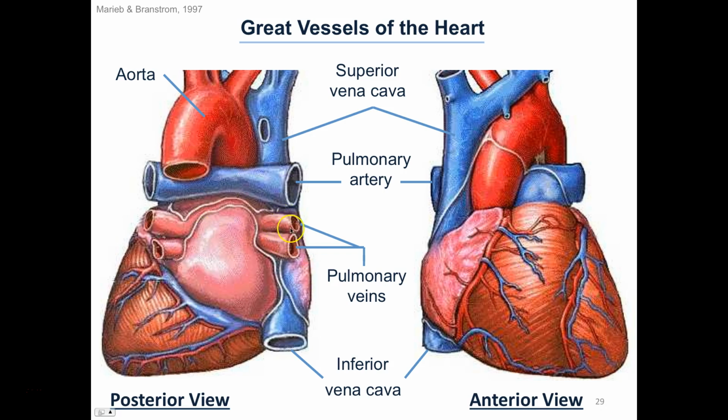We have 2 from the right and 2 from the left. They return oxygenated blood, and that is collected in the left atrium. That's our left atrium here. We cannot see the left atrium on an anterior view. We do need a posterior view, and this left atrium in this area here is considered the base of the heart. So this is the base of the heart, and this is the apex of the heart. So those are the pulmonary veins draining or emptying the oxygenated blood into the left atrium.